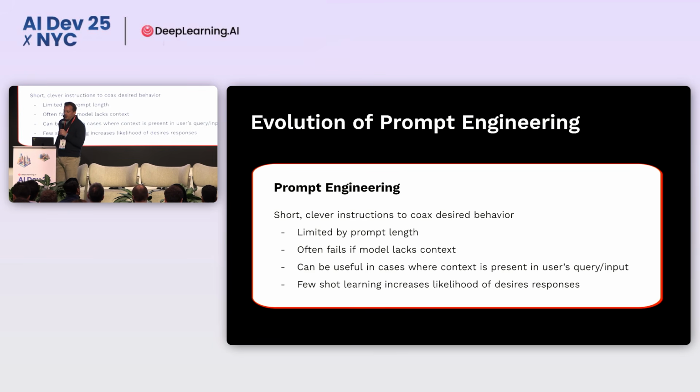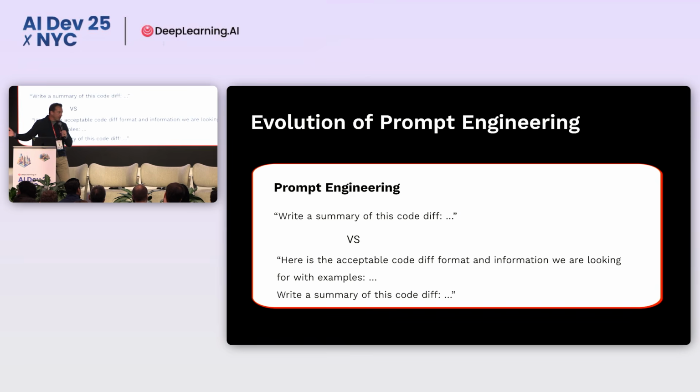It often fails because the model lacks the context. You need to find some things you don't know at the time. That can be useful in cases where the context is actually present in the user's query to the LLM. And you can obviously use few-shot learning to increase the likelihood of your desired responses, but there are very hard limitations on how many times you can do that. For example, I could say, write a summary of this code diff, versus: here's the acceptable code diff format, the information we're looking for, here are some examples of what I'm expecting depending on the input, this is the output that I want. And then finally, write a summary of the code diff. That's great, but very limited.